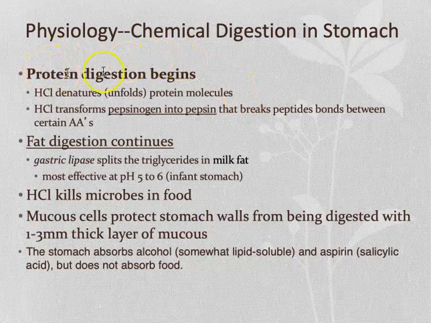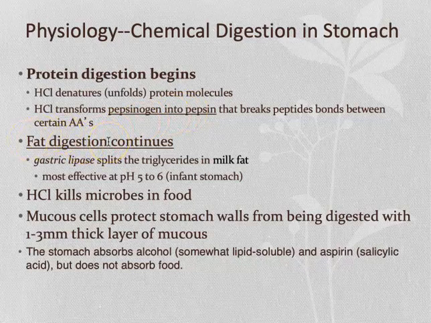So again, protein digestion is beginning in the stomach. The hydrochloric acid is going to denature, or unfold, protein molecules. I don't know how aware of this you are, but protein molecules are a very complex kind of ball, think of a ball of Christmas tree lights, and their specific shape allows them to do their thing. If they are unraveled or unfolded, they will no longer function, right? Again, hydrochloric acid transforms pepsinogen into pepsin.